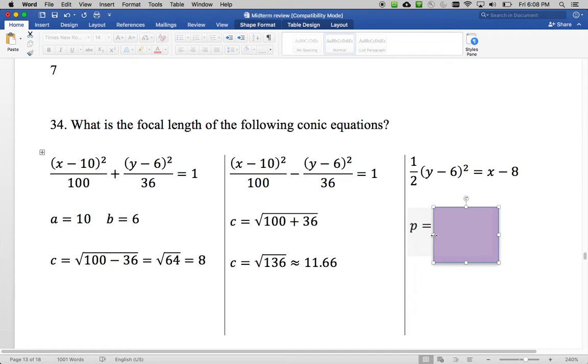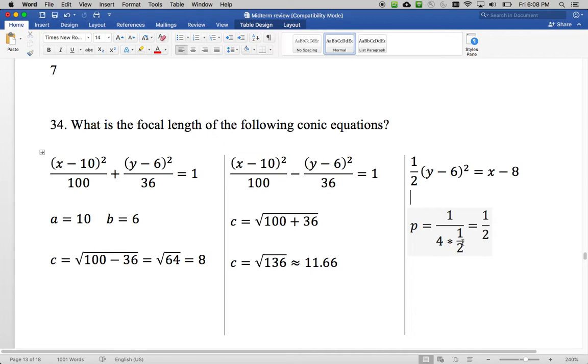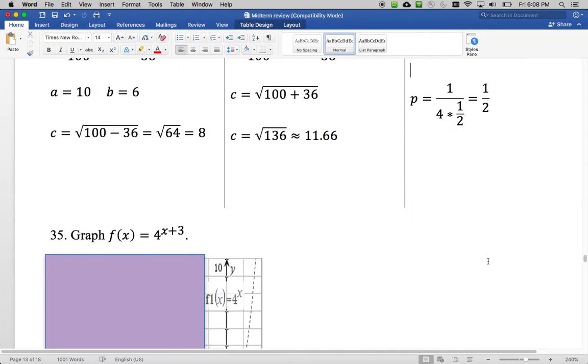And then for the parabola, to find your focal length, it's going to be 1 divided by 4 times your a value. Okay, so we have 1 divided by 4 times a. Doesn't matter whether the a is first or the 4 is first, which is 1/2. 4 times 1/2 is 2. So 1 divided by 2 is just 1/2.